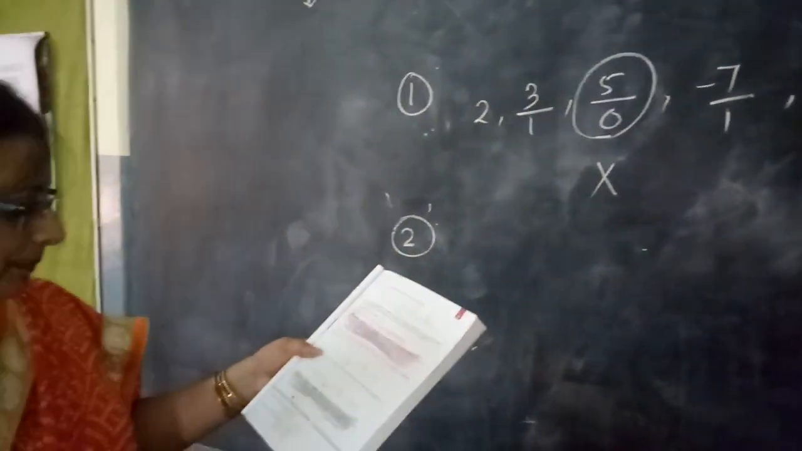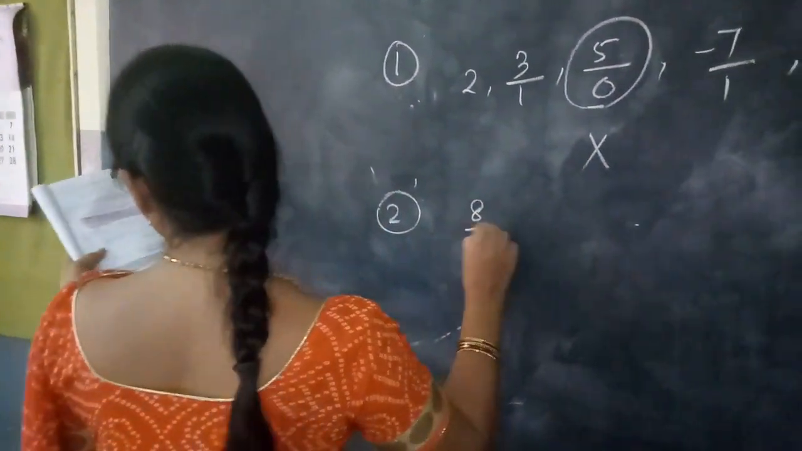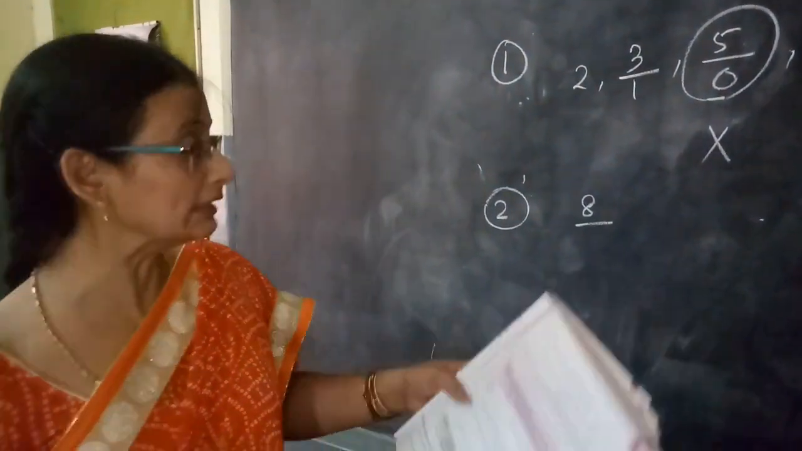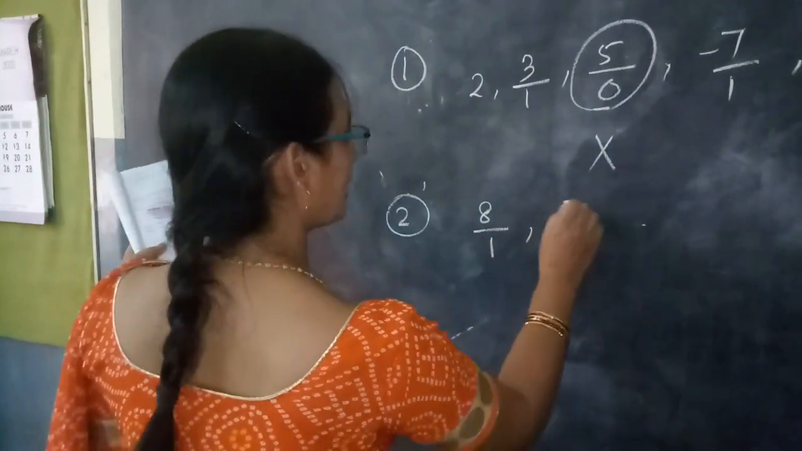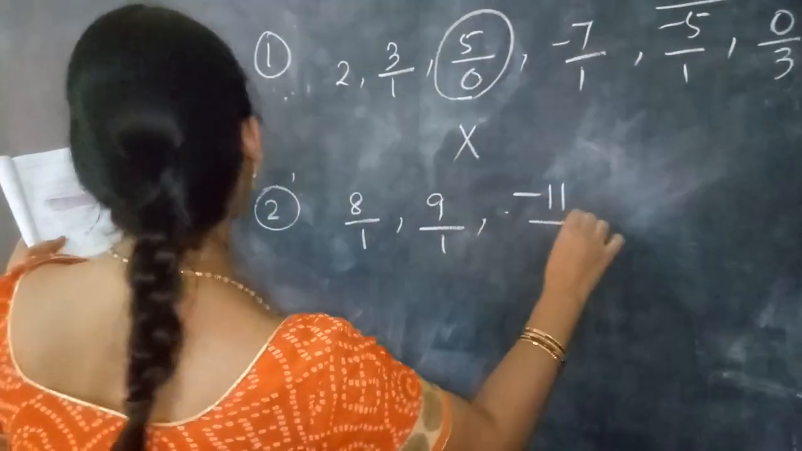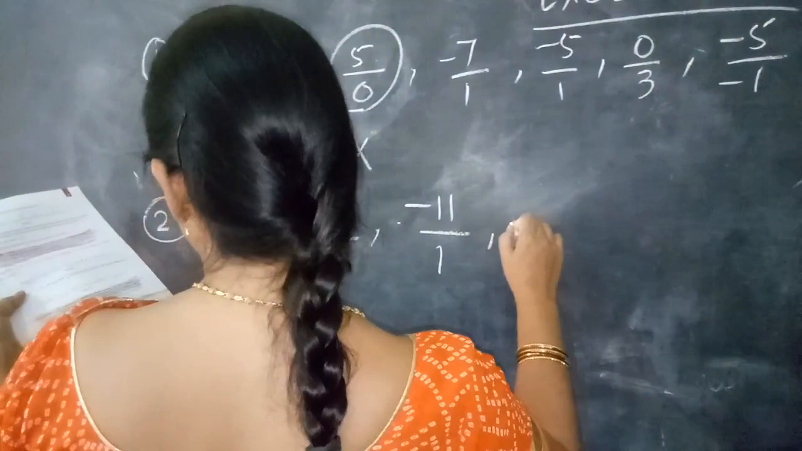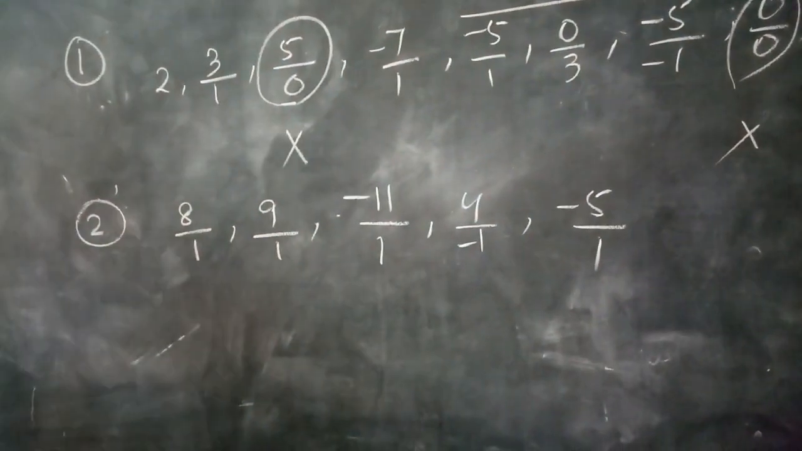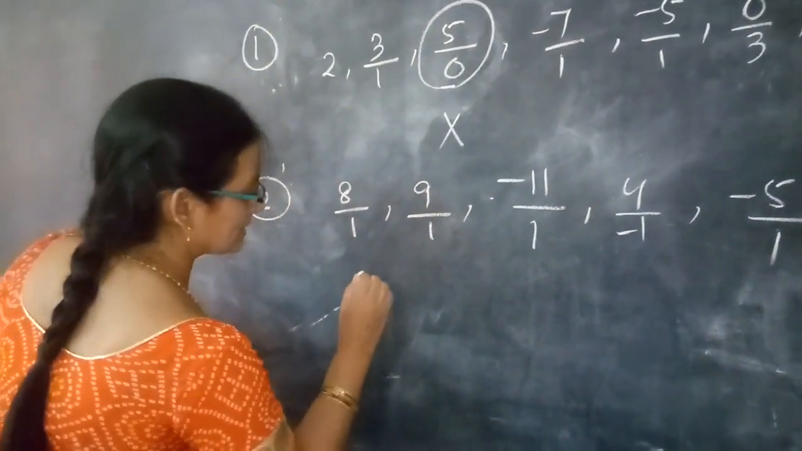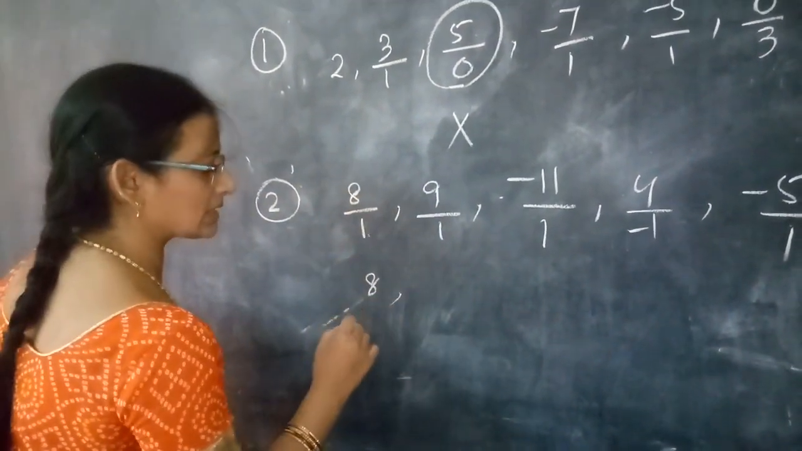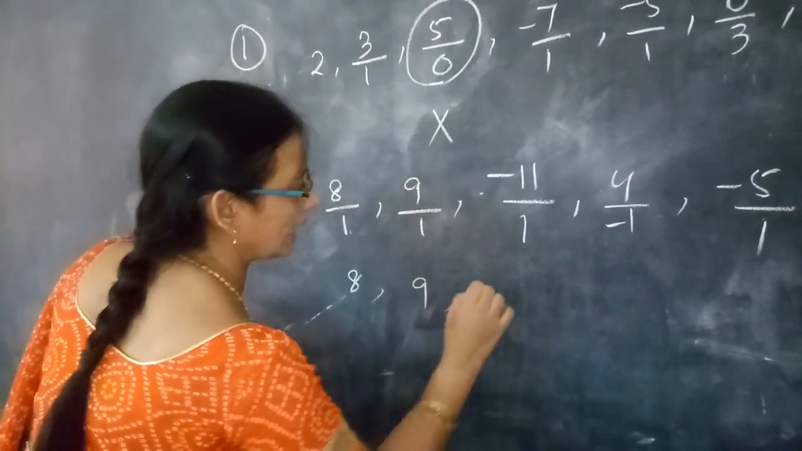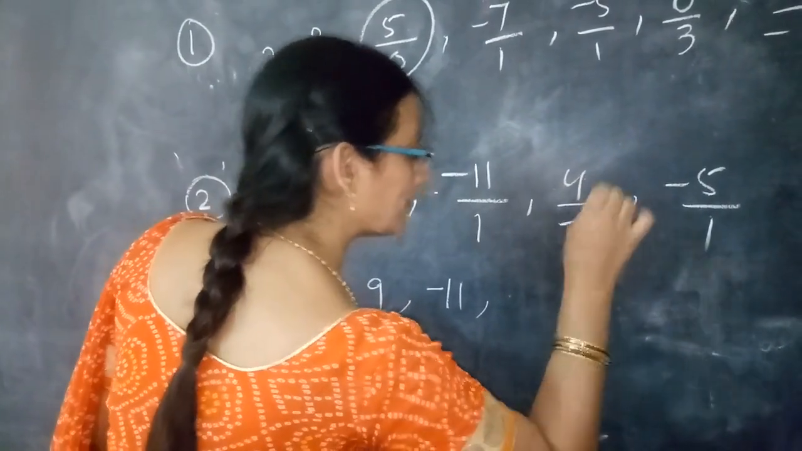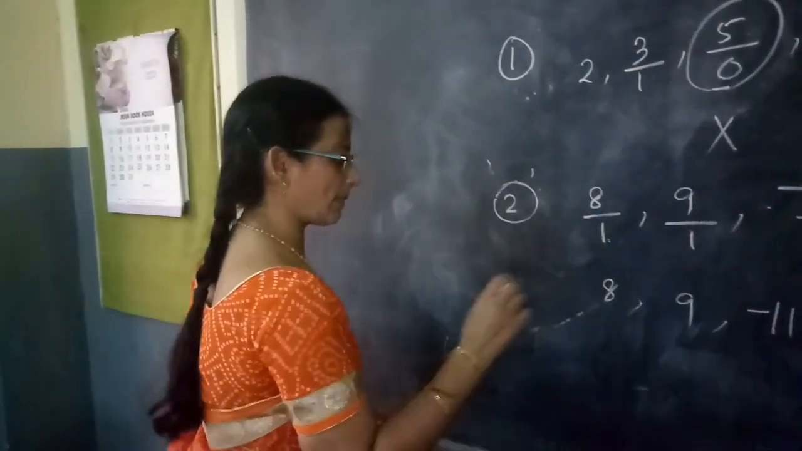Second question is, write down the following rational numbers as integers. 8 by 1, 9 by 1, minus 11 by 1, 4 by minus 1, minus 5 by 1. So as integers, how do you write? 8 by 1 means 8, 9 by 1 means 9, minus 11 by 1 means minus 11, and 4 by minus 1.